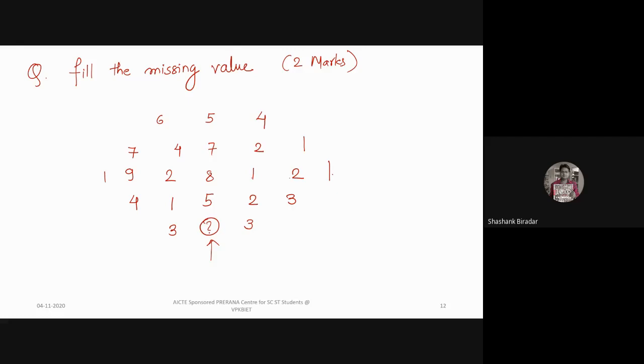If you take a lot of time, then it will not be useful for you for the GATE examination and so on. So you have to think in a minute. You have to apply the logic, and then you will be able to conclude this one.